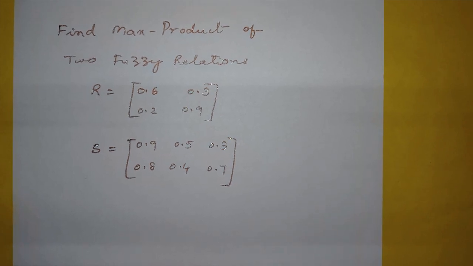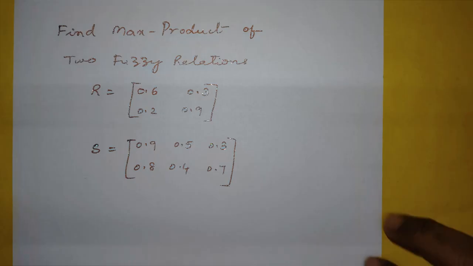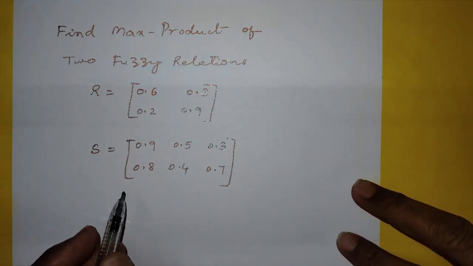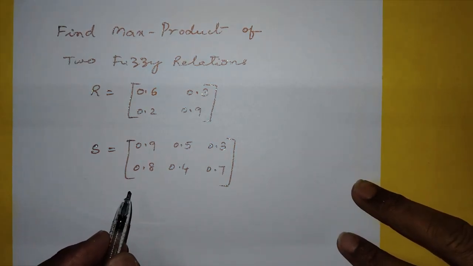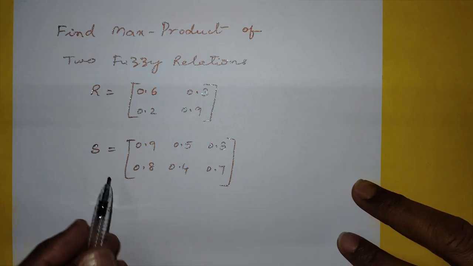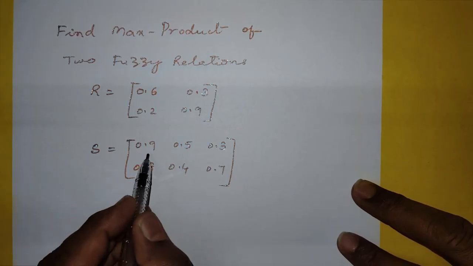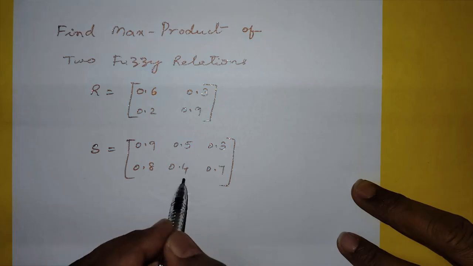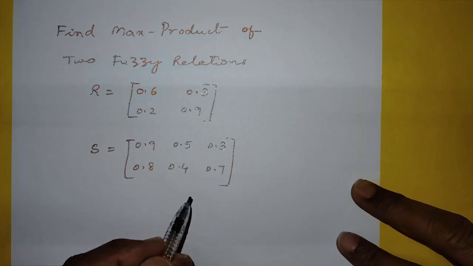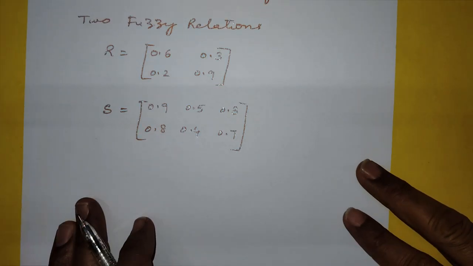In this session, we are going to learn the max product relation, or composition of two fuzzy relations, through solving a problem. Here, find the max product composition of two fuzzy relations. One is R, in matrix form, equal to 0.6, 0.3, 0.2 and 0.9, and S in matrix form is 0.9, 0.5, 0.3, 0.8, 0.4 and 0.7. These are all membership values.